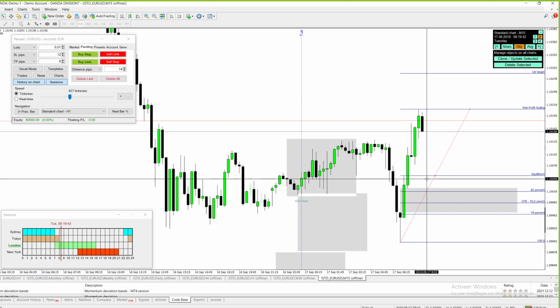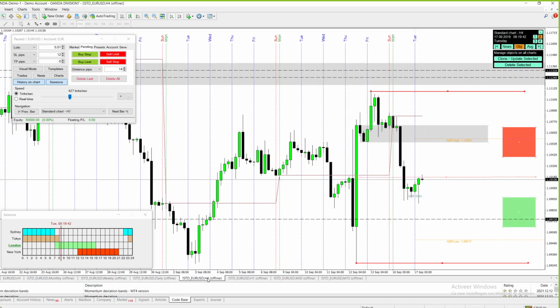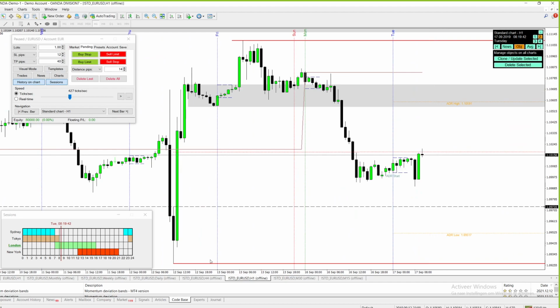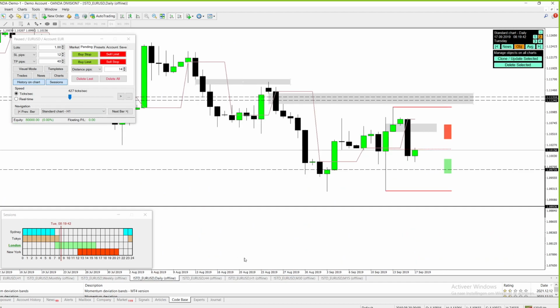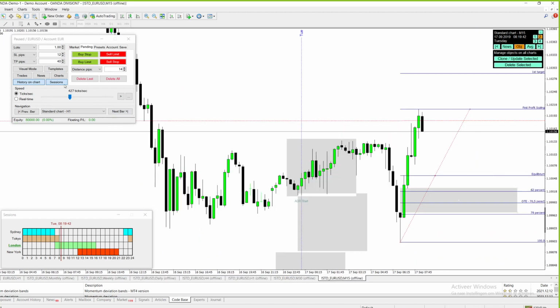So let's put in, I actually want to see the target. So the target is 40 pips. So that's a 3.5 to 1 scalp. So that's pretty okay. All right, 15-minute time frame. Let's get this order in.